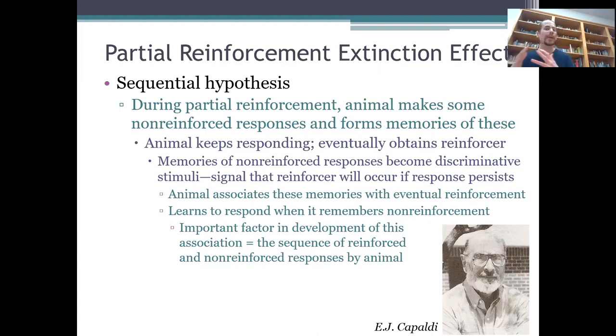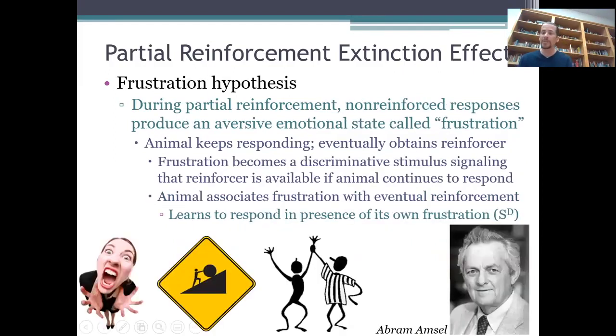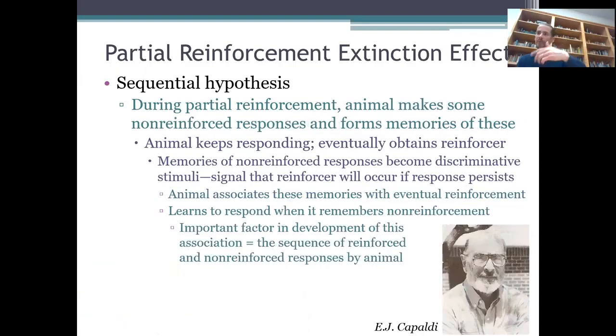So similar kind of idea here, right? Except that Capaldi is talking about the animal's memories, whereas in the frustration hypothesis, this Abram Amsel guy was talking about the animal's frustrated emotional state. Okay? So we're just basically swapping out an emotional state for a memory, and then we get the sequential hypothesis. Okay. So frustration hypothesis says animal learns to respond in the presence of its own frustration.